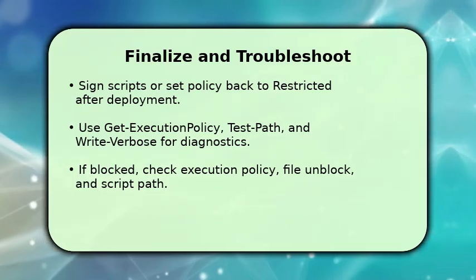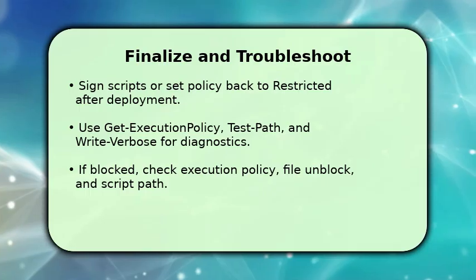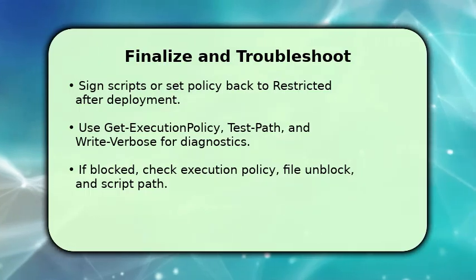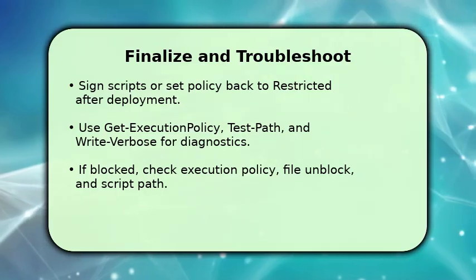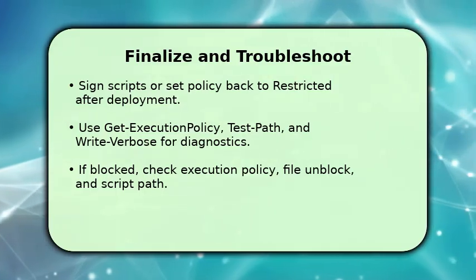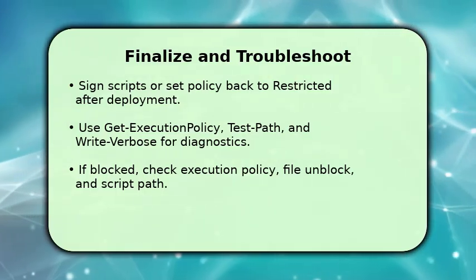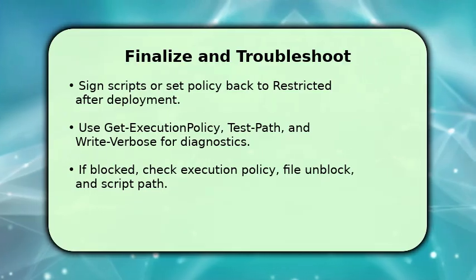If something goes wrong, run Get-ExecutionPolicy, check Test-Path for file locations, and add Write-Verbose to see internal logic. If blocked by Windows, right-click the file and choose Unblock or Set RemoteSigned. If a module fails, use Install-Module and import it.